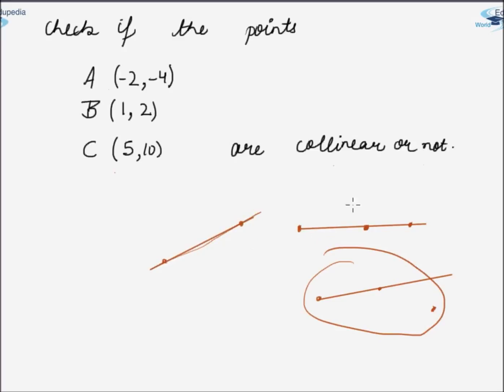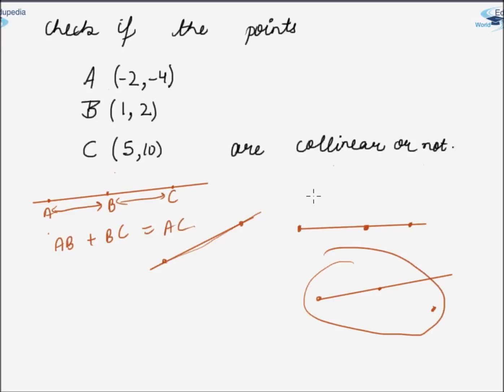Now, if 3 points are collinear, let the points be A, B, C and they are collinear, then the distance AB plus distance BC will be equal to the complete distance AC.